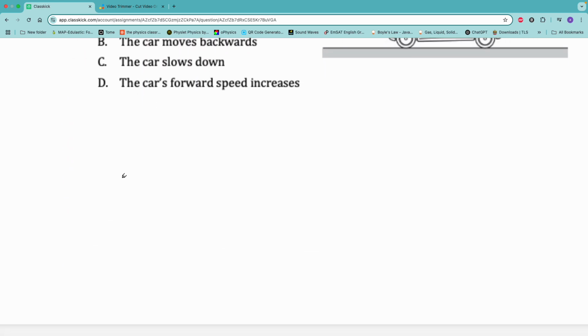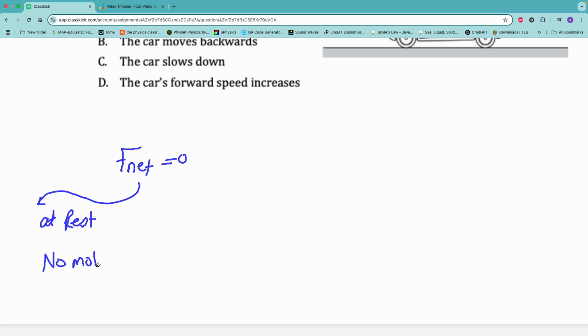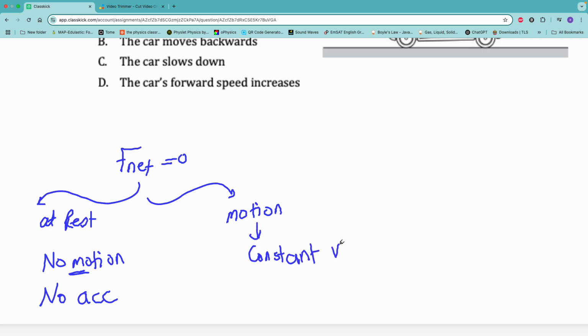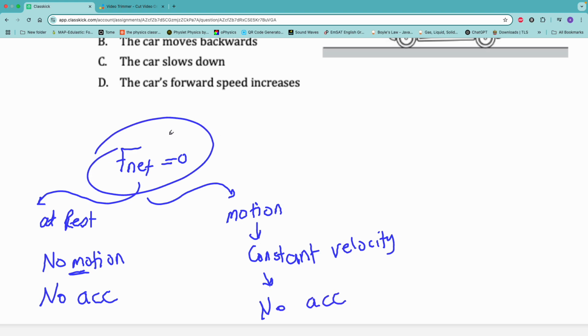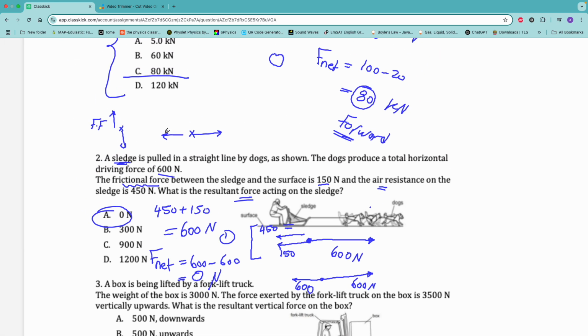This needs a quick explanation about this point. If the net force is 0, this has two meanings. Whether the object is at rest, which means stationary, no motion at all, no speed, so no change of speed, which means no acceleration, so net force is 0. The other situation, the object might be in motion, but with constant speed, same direction, constant velocity. Velocity doesn't change. No change of velocity means no acceleration, which means 0 net force, which is our situation here, the sledge situation.